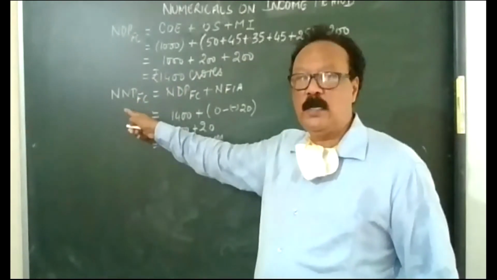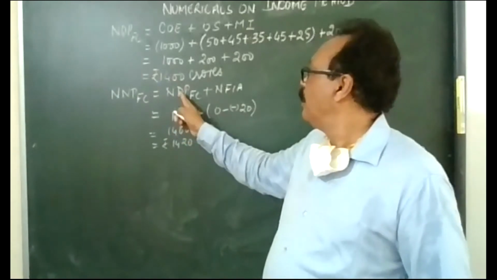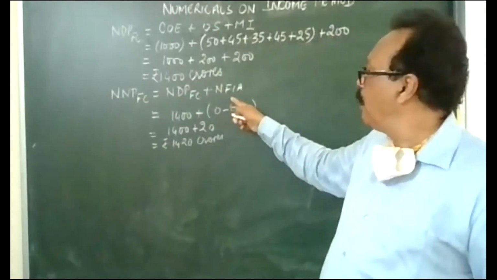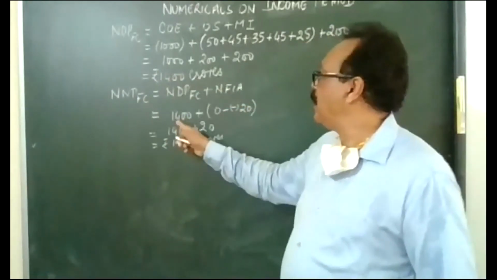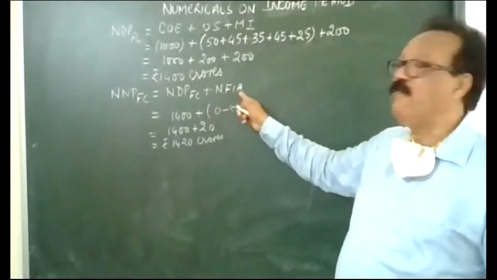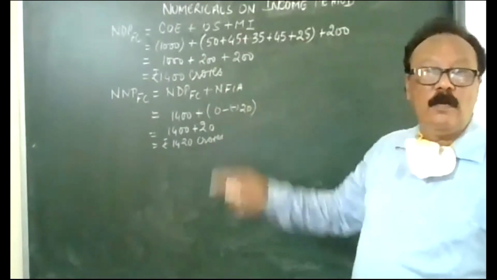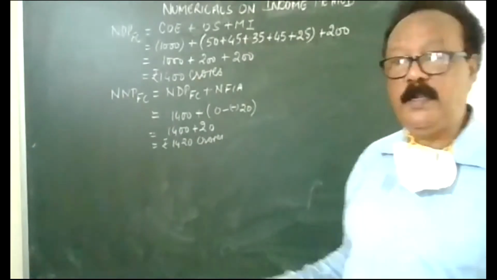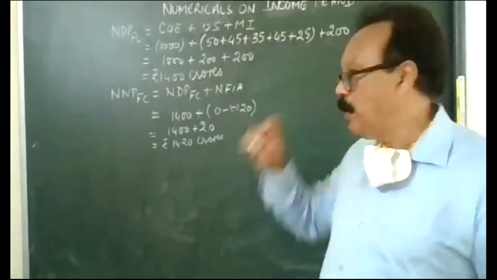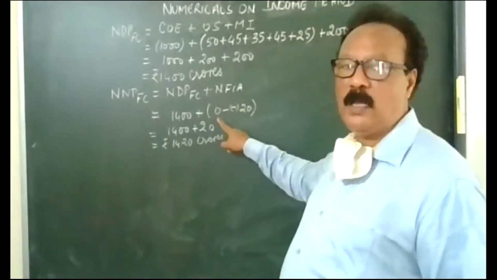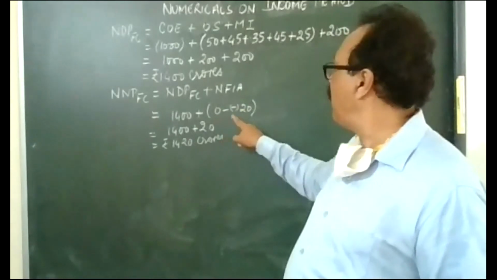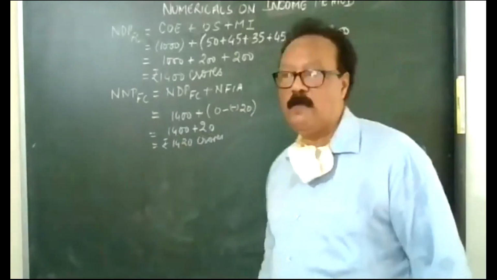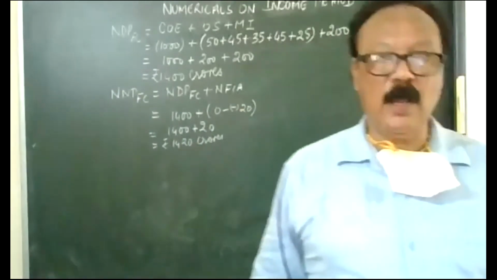Now to calculate national income from domestic income, domestic to national, we add net factor income from abroad. The value we have already calculated, 1400, plus NFIA, which is calculated as factor income from abroad minus factor income to abroad. Here, factor income to abroad is given in the question, and factor income from abroad is not given, so we are assuming it as 0 minus 20.